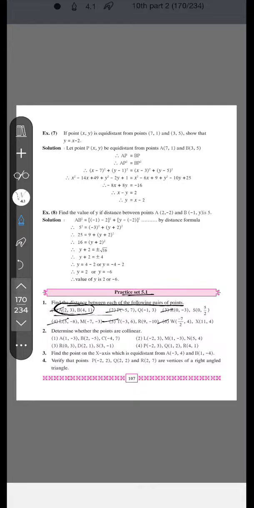Here you can see in practice set 5.1, so many questions are similar to that, so just check them out and follow the same steps so you can understand and solve. Okay, if you want any question answered, then simply comment down below.